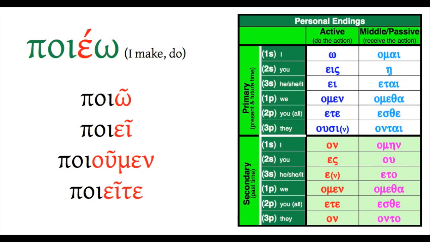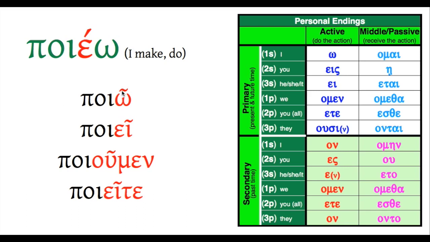Take a look at poieo, which means I make or do. Notice here, poieo, this is how it will be listed in the lexicon, okay, to show you it's an epsilon contract verb. But when you say I make or do, you don't say poieo, you just say poio, because the epsilon goes away. This is just for the lexical form to show you that this is an epsilon contract verb, okay? And you also might notice something else here, that poio looks exactly like the first person singular primary active ending, except now we have this circumflex on the top.